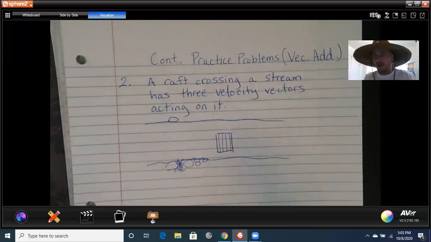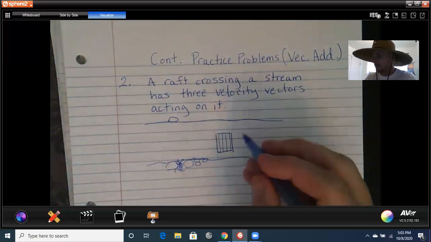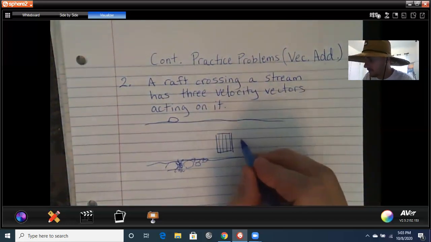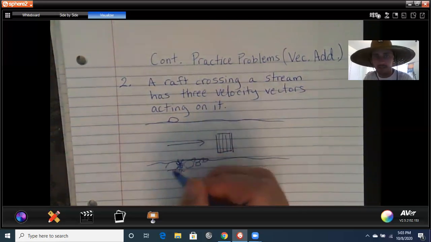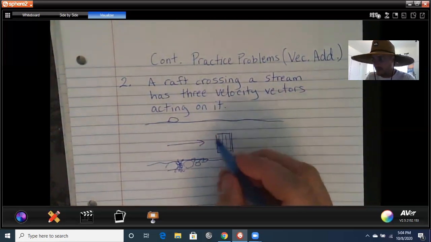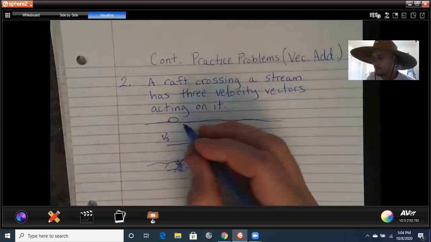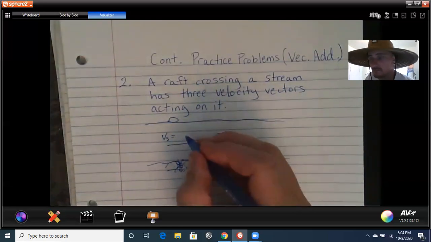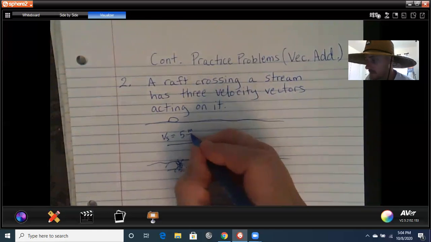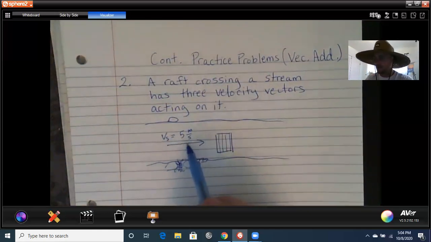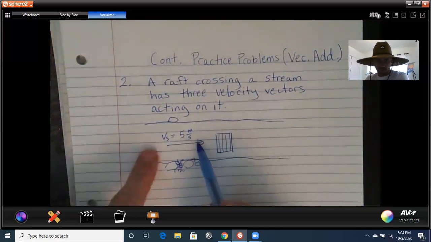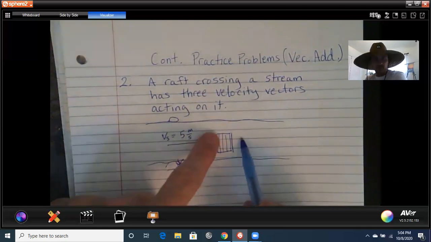And we know for a fact that this stream has got a current going one way or the other. So let's make the current going to the right. So we're going to have a current going this way. So I'll say there is a velocity vector this way acting on the raft. V sub S for V stream, and we'll say it's 5 meters per second. That sounds good to me. There's a 5 meter per second velocity from the stream. And even though I drew the vector over here, you can be sure that it's acting on the raft.